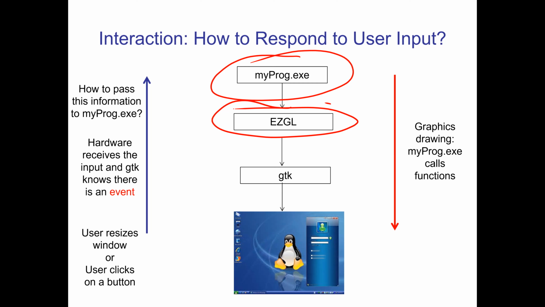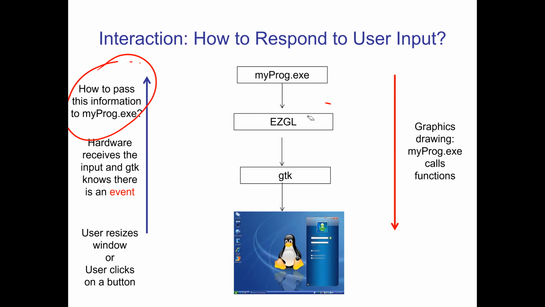But a lot of events, it doesn't know what to do. So the user basically clicked on some button. EasyGL doesn't know what that button's supposed to do. You made the button. Okay, so it has to try to pass this information to you, or the window's been resized. So you should redraw your graphics, but it doesn't know what you're trying to draw. It doesn't know you're drawing a map of Beijing.